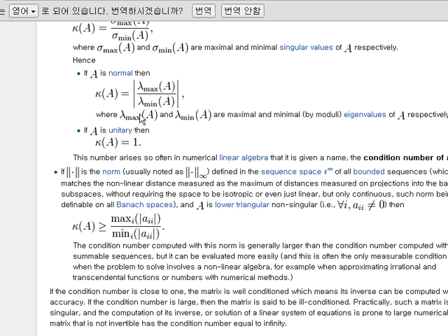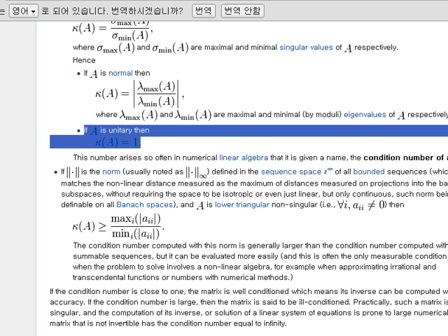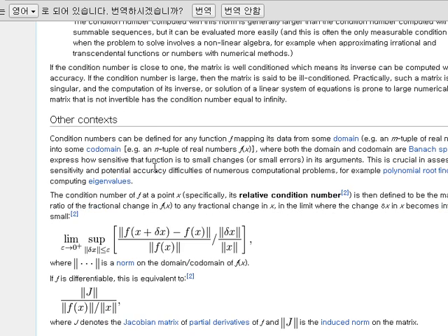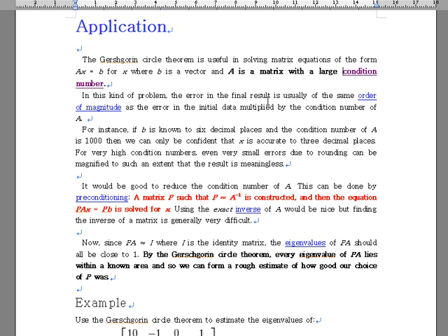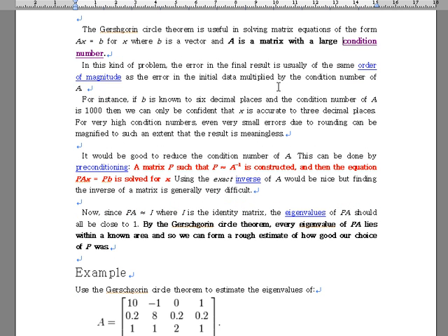If A is normal, then kappa can be defined in this way. And if A is a unitary matrix, then the condition number of A is equal to 1. Unitary matrix, what is the definition of a unitary matrix? These are just consequences of those definitions. Anyway, we have covered some background on singular values and condition numbers here.